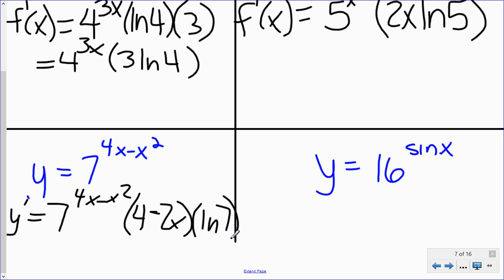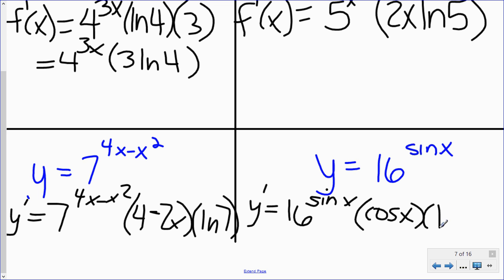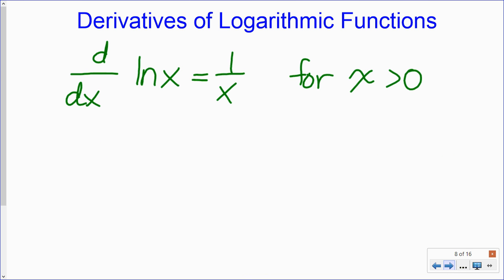Okay, our next example, we have y equals 16 raised to the sine of x power. Again, to find the derivative, we'll start with the same function, 16 to the sine of x power, times the derivative of the exponent, sine of x. The derivative of sine, remember, is cosine. And then times natural log of the base. All right, so those were all examples of finding the derivative of exponential functions.